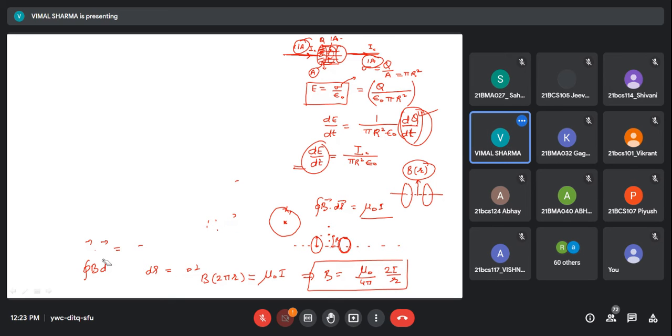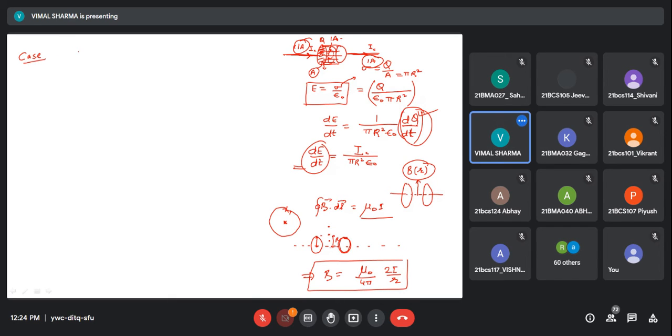So for that, let me take 3 cases. Case 1 is when the observation point where we are interested in knowing the magnetic field is close to the center of the circular plates. This is case 1.